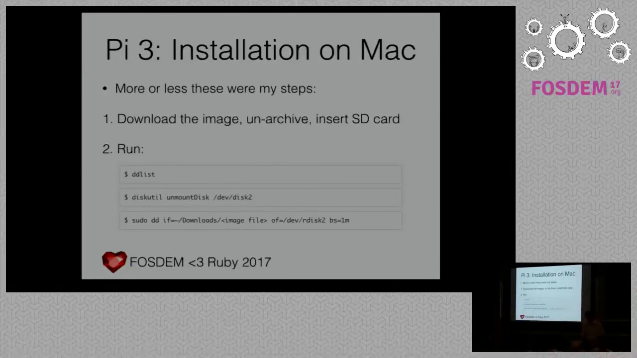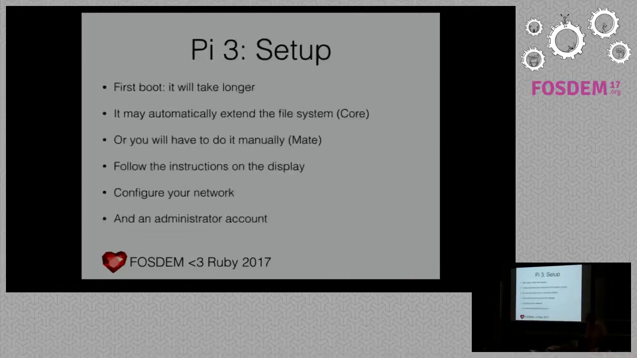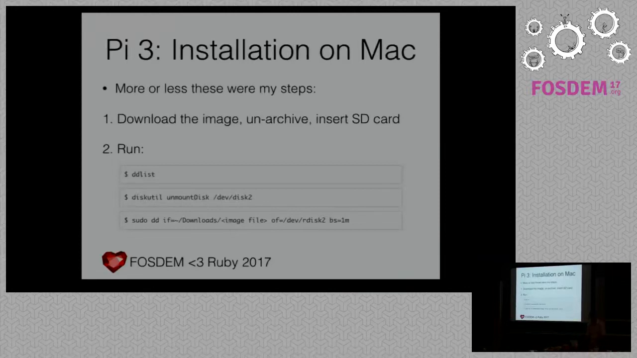Let me go from the beginning. You're going to download an image, unarchive it, and stick an SD card in your Mac. Then you're going to run diskutil list, which is just going to find what your SD drive is. You're going to do a diskutil unmount on the disk, and then you're going to do this dd, which installs that Linux distribution on your SD card. The third one is the one that's going to take a little longer, maybe 20 to 30 minutes.